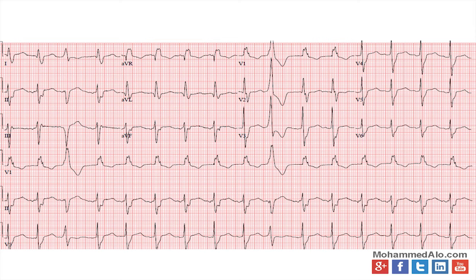If you look at V1 and V2, you got that bunny ear up there in V1, and it's upright, so that makes it a right bundle branch block. If you look at 1, 2, and 3, you got up, down, down. That gives you left anterior fascicular block. This guy has a lot of conduction disease and a lot of ectopy. Could ultimately need a pacemaker. When you have a right bundle branch block and a left anterior fascicular block, we call that bifascicular block.